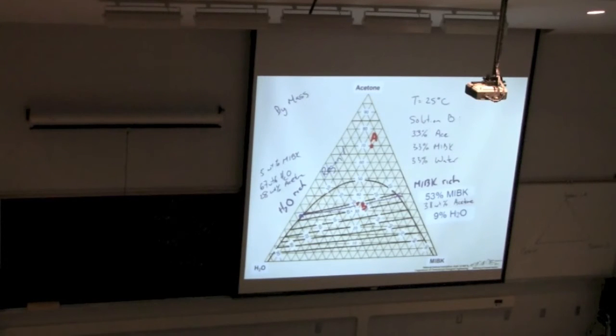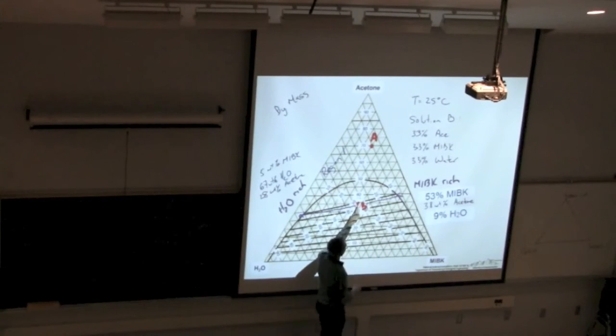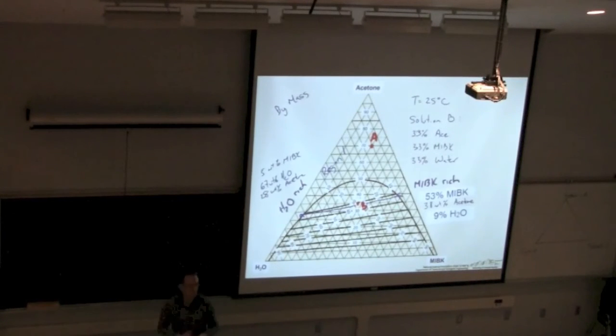Okay, which one is the extract and which one's the raffinate? Take a minute to think of that. Again, what's the definition for the extract phase? So there's two points when it separates. We've mixed over here, we're at that point, then we split into the two separate phases. Which one's the extract?